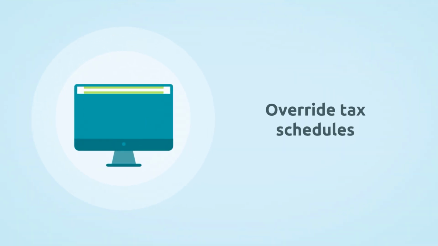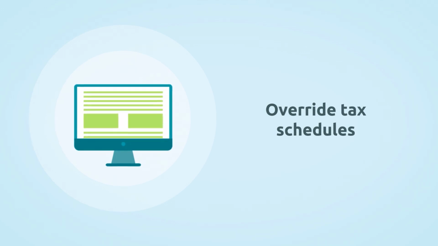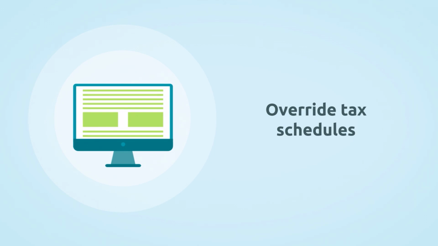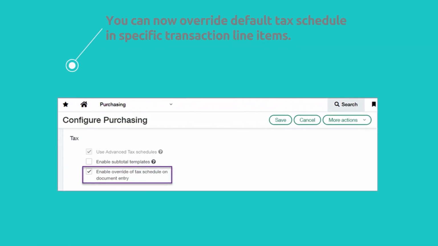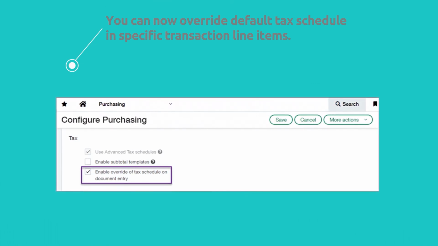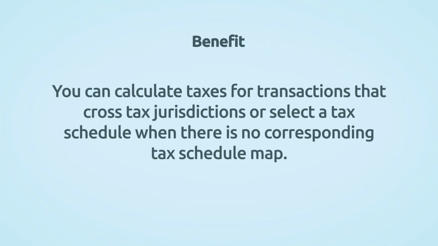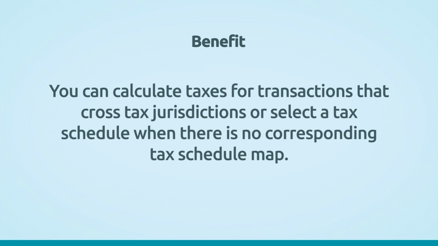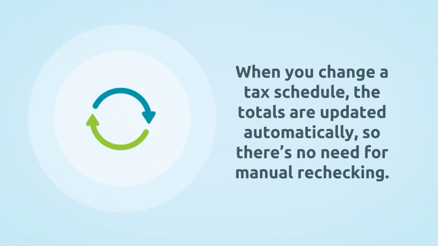Override tax schedules. Within purchasing and order entry in Sage Intacct, users can already override tax amounts and details, which is useful in certain instances. However, now you can go even further with this ability if needed. Companies using advanced tax or a VAT tax solution can now override the default tax schedule in specific transaction line items. This means you can calculate taxes for transactions that cross tax jurisdictions, or select a tax schedule where there is no corresponding tax schedule map. And when you change a tax schedule, the totals are all updated automatically, so there is no need for manual rechecking.